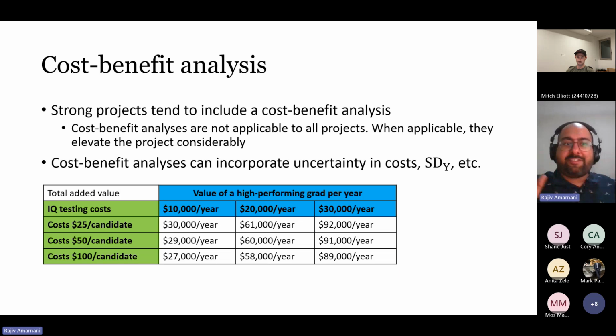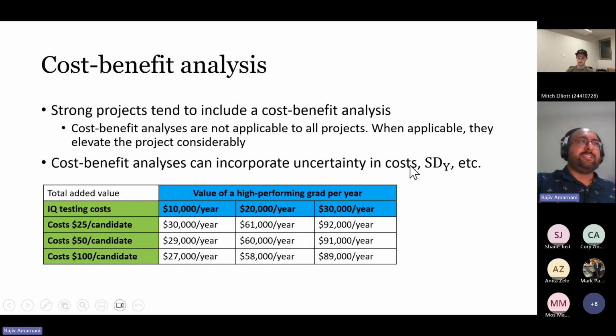It's not applicable to every project. I've had people come to me with projects where trying to assign a dollar value to the thing they're trying to predict is just wrong. Like it either doesn't make sense or it's just not right for whatever reason. In which case, don't do it. But if you can, it really elevates a project.